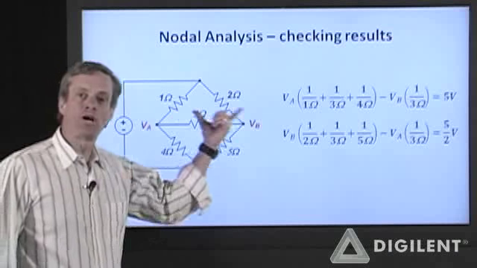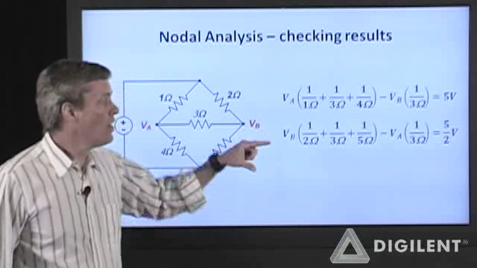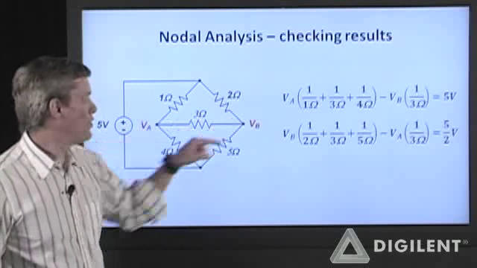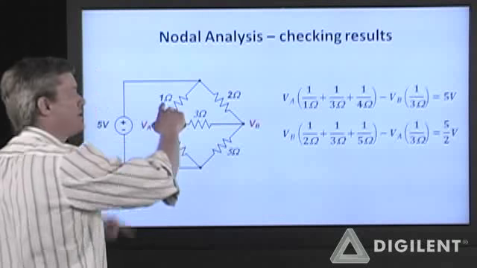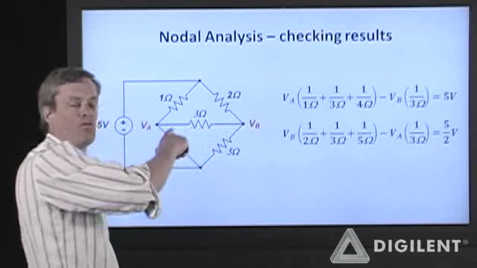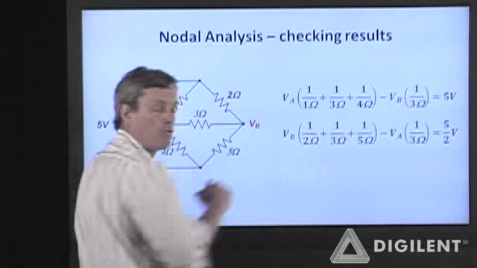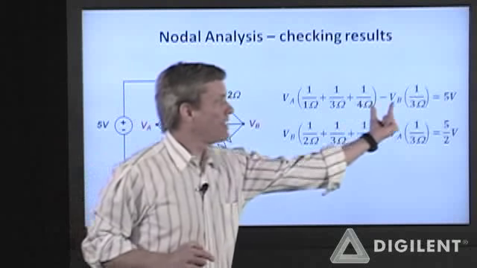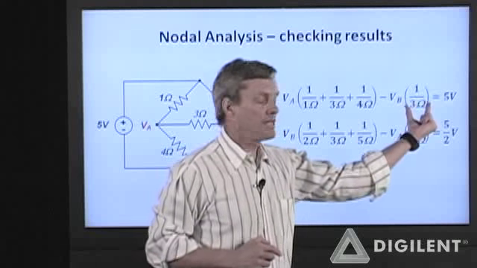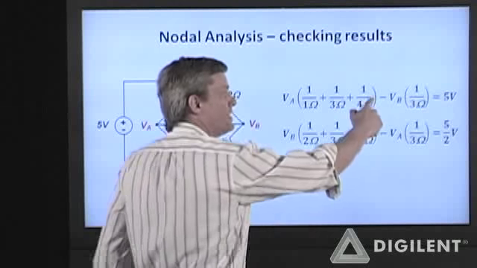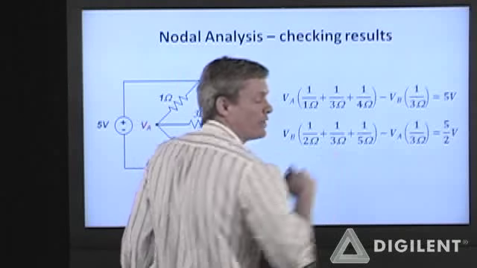This is our previous example. We had node A and node B. When we wrote the equation for node A, the multiplicative factor on V sub A is this conductance, 1 over 1 ohm, plus this conductance, 1 over 3 ohms, plus this conductance, 1 over 4 ohms. I also had a V sub B term, this node voltage over here. The multiplicative factor on that voltage is the negative of the conductance between V sub A and V sub B, negative 1 over 3 ohms.